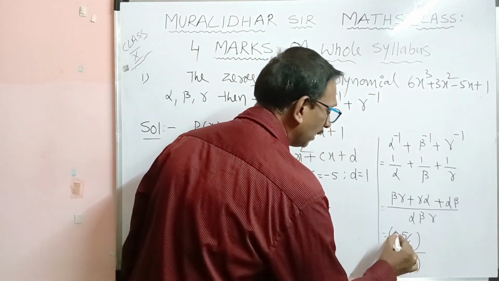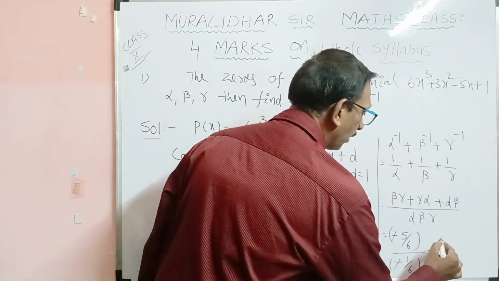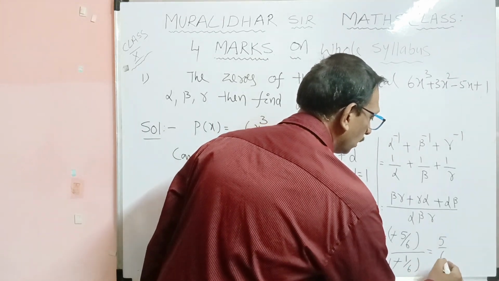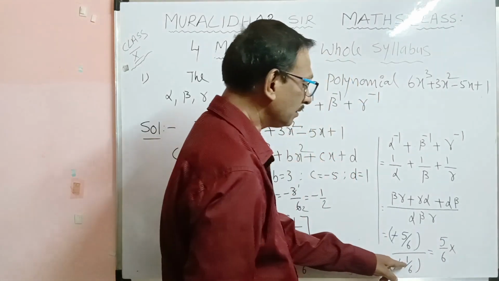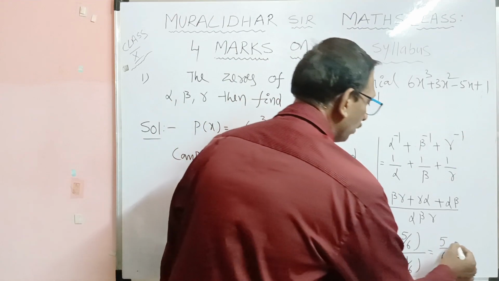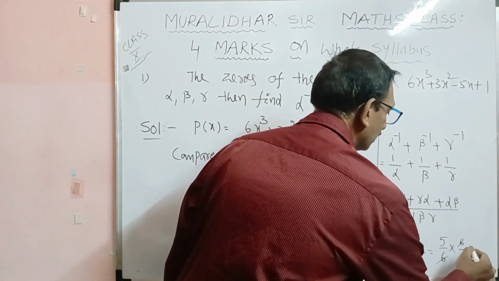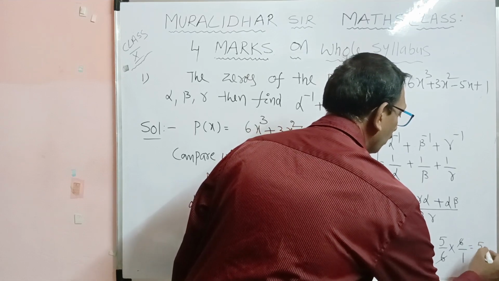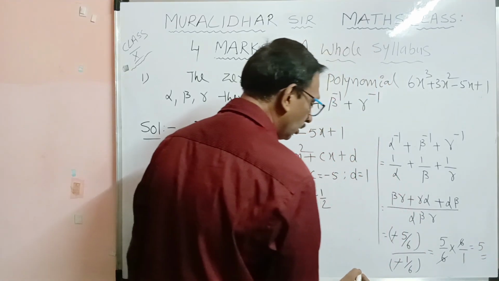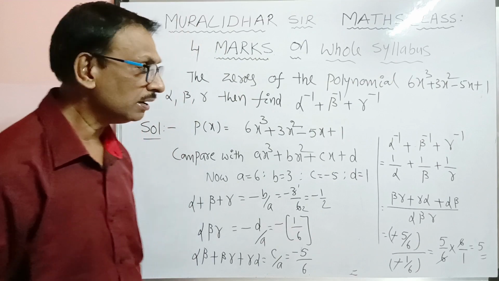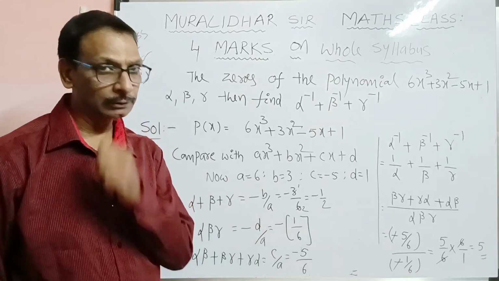Now minus minus cancel, and 5 by 6 into, this is in the denominator, you write like this, 6 by 1, 6 and 6 are cancelled. Now 5 is the answer. Now this is the solution for such type of problem.